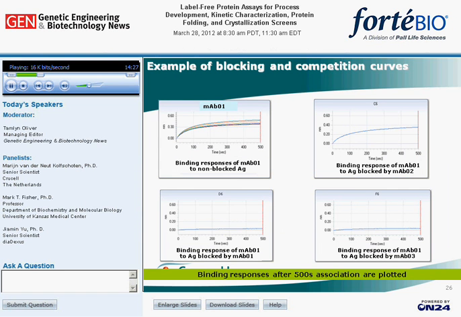In this slide, some examples are shown of competition binding curves of antibody 01. In the left upper panel, binding responses are shown of antibody 01 to a non-blocked antigen. In the right upper panel, it is shown that the binding curve of antibody 01 to the antigen blocked by antibody 02 is comparable to the non-blocked antigen. Therefore, it was concluded that antibody 01 and antibody 02 do not compete for binding.